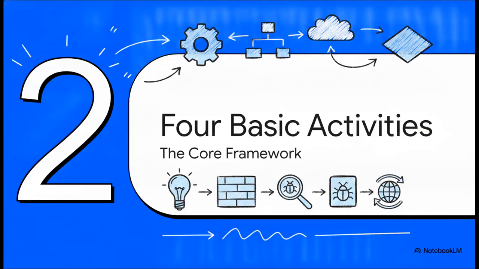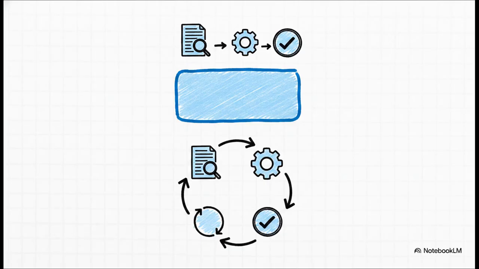Moving right along to Section 2, the 4 basic activities. No matter what you're building, there are 4 fundamental activities common to literally all software processes. First up is specification, defining what the system should actually do. Second is development, which is where we build the thing. Third is validation, checking that it actually does what the customer wants. And fourth is evolution, which is how the software changes over time.